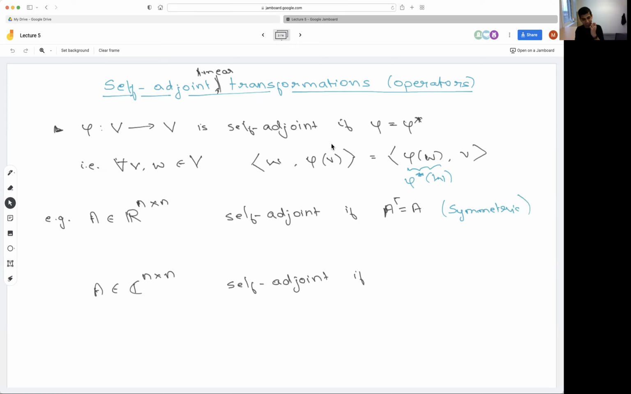Okay, what about complex? Again, you can think of the usual or the standard inner product on C to the n. You can think of a square matrix mapping vectors in C to the n to C to the n. And I'm claiming that it's self-adjoint.